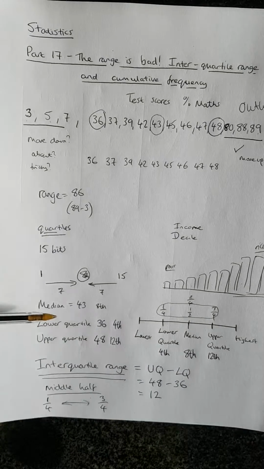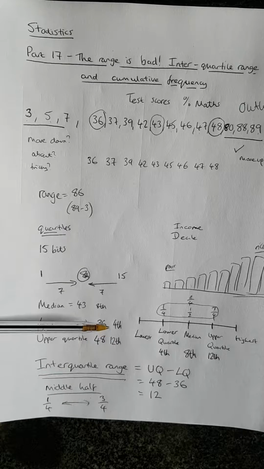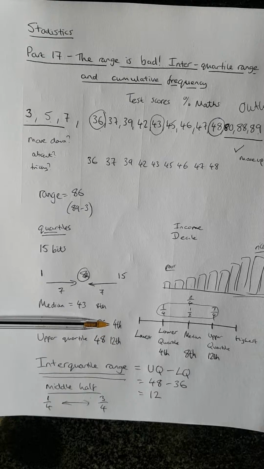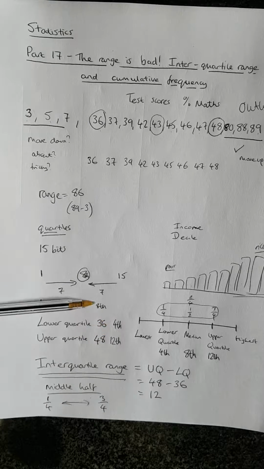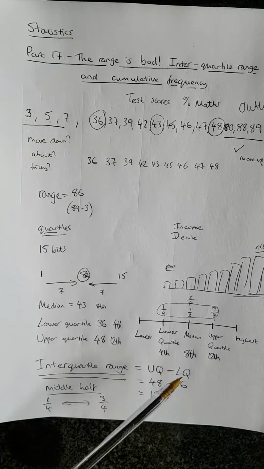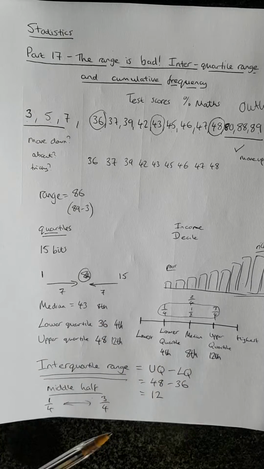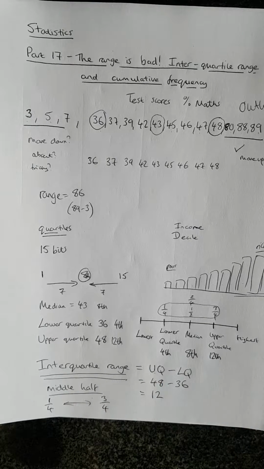We find the median's position, half it to find where the lower quartile goes. The upper quartile, if that's 4 apart, goes for the other side. 4, 4. And then we locate the numbers. And our interquartile range is the distance between those two.